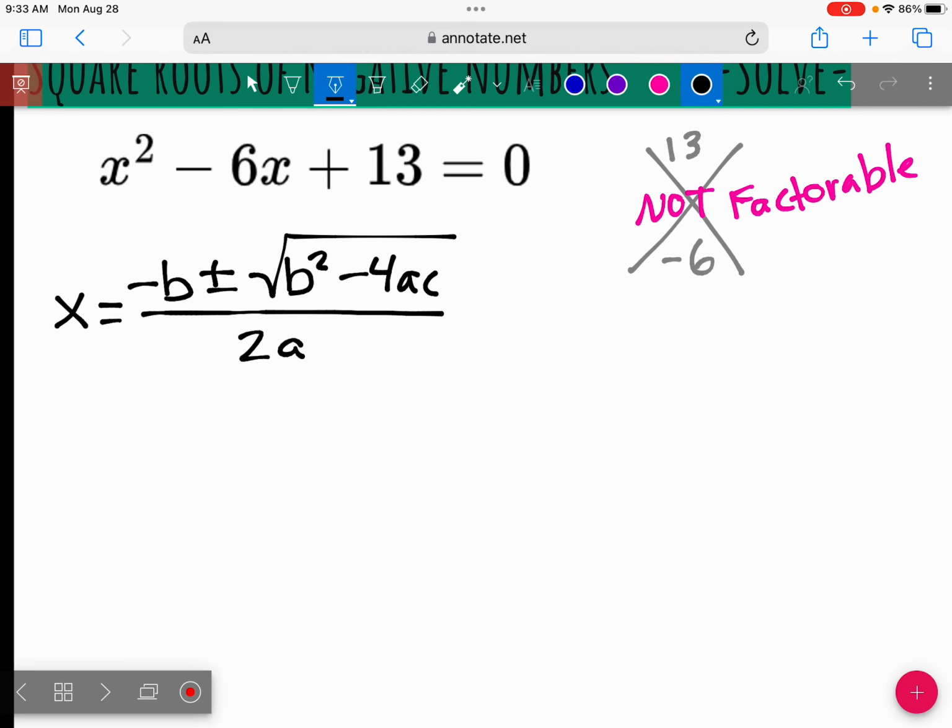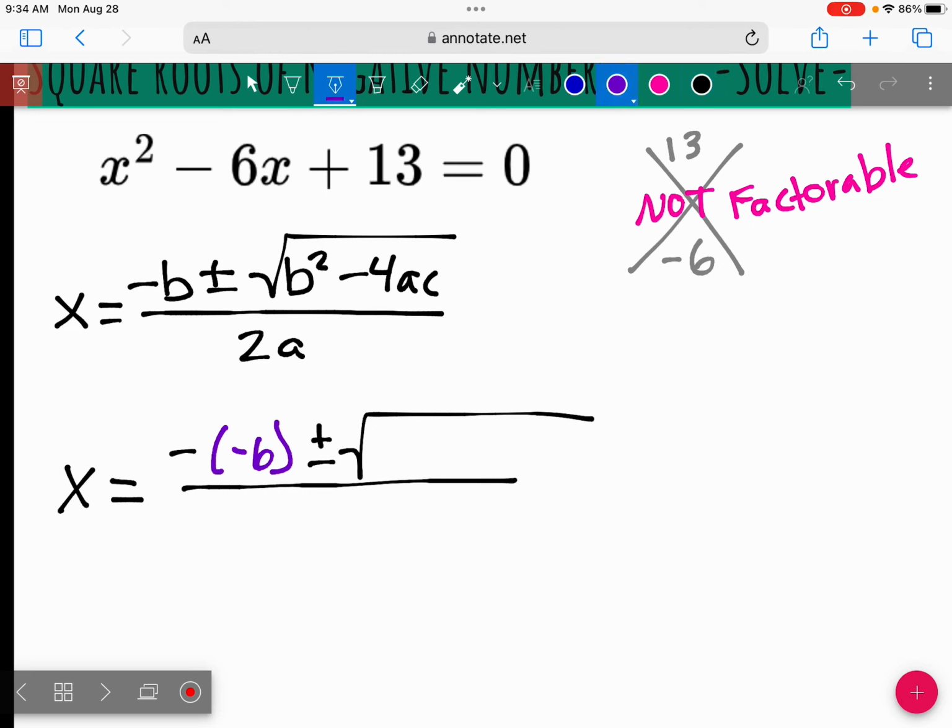And we're going to fill in our values. X equals the opposite of b, negative 6, plus or minus the square root of negative 6 squared minus 4 times a, which is 1, times c, which is 13, divided by 2 times a, which is 1. Okay? Fill in all the pieces, then simplify it.